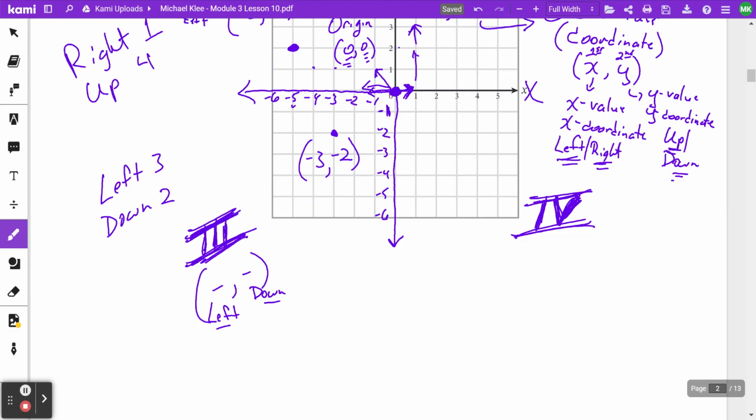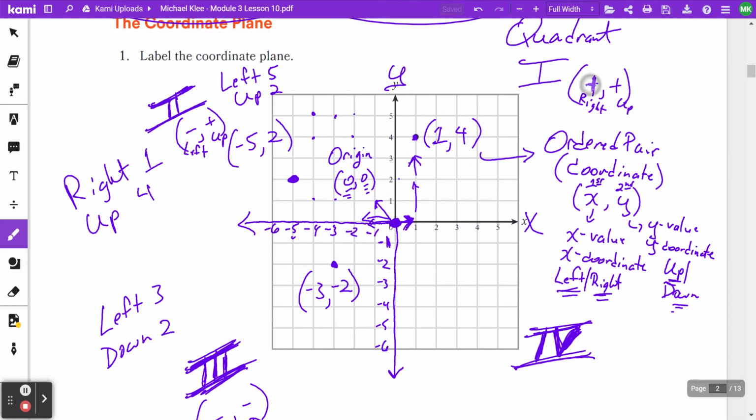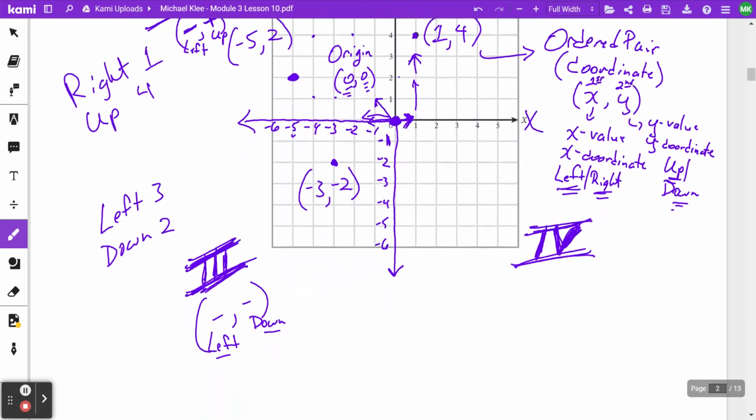Okay, and then finally we have quadrant 4. Now, if this guy, quadrant 1, is a positive, comma positive, right? And the next one, quadrant 2, is always a negative, comma positive, and quadrant 3 is always a negative, comma negative. And guess what? Quadrant 4 is going to be, right? You guessed it, it's going to be a positive, comma negative every time, because I'm always going to go right and then I'm going to go down. And a right is always a positive and a down is always a negative.